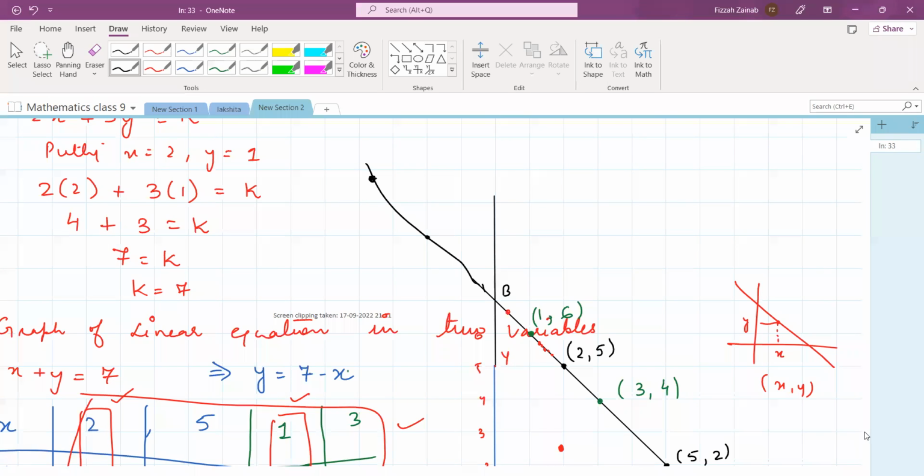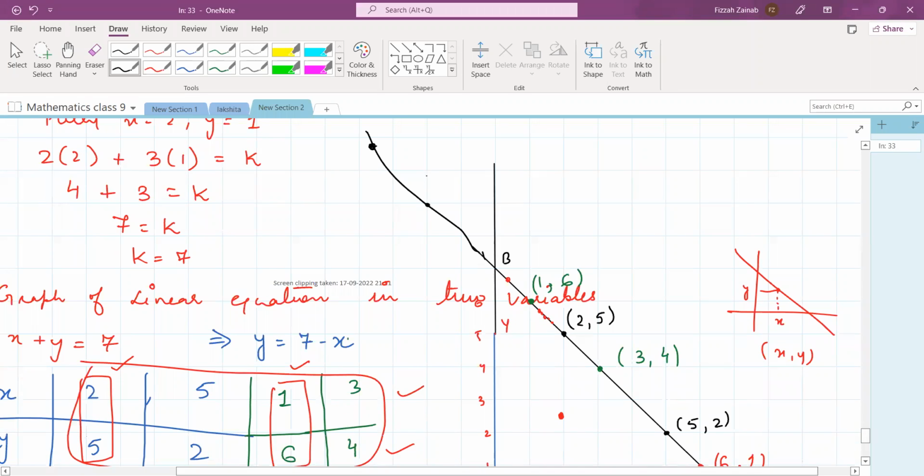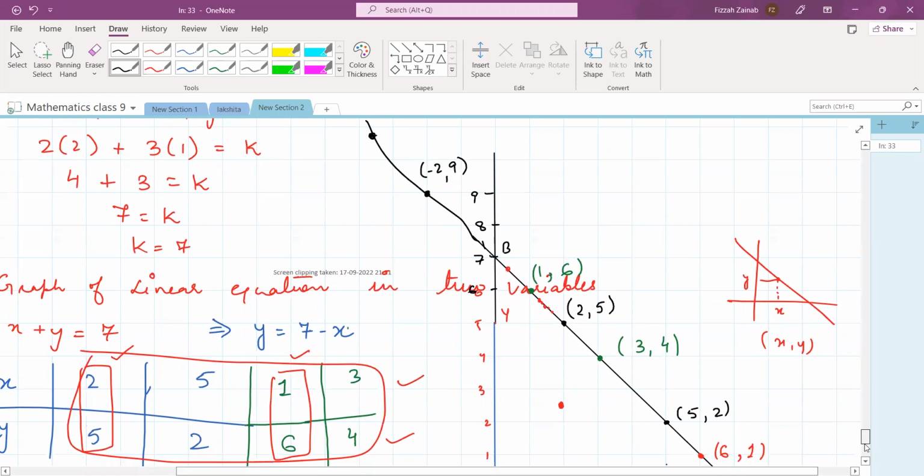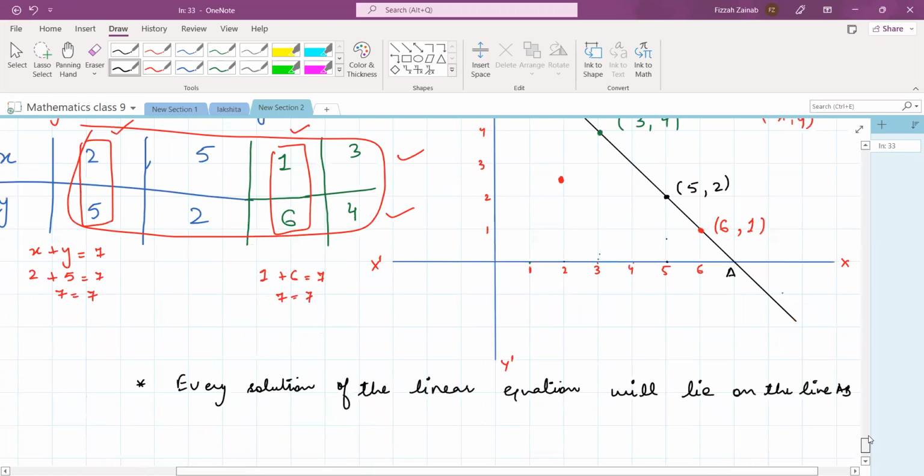Understood? Yes, ma'am. That means if I take this point, what will it be? The x coordinate is -2 as you can see, right? And the y coordinate is how much? This is 6, right? This is 7, this is 8, and this is 9. So (-2, 9) is another solution. Zainab, is this okay? Yes, ma'am. But anyway, I think they won't go up till there, but I'm just telling you.